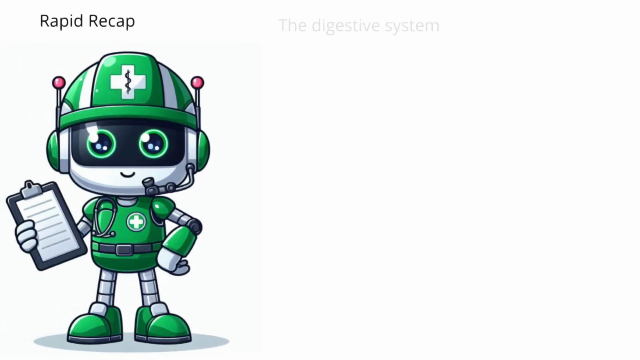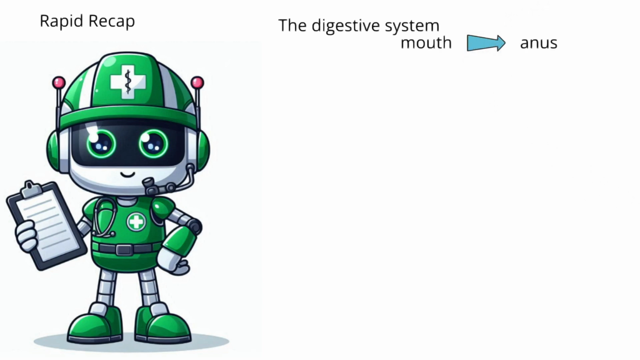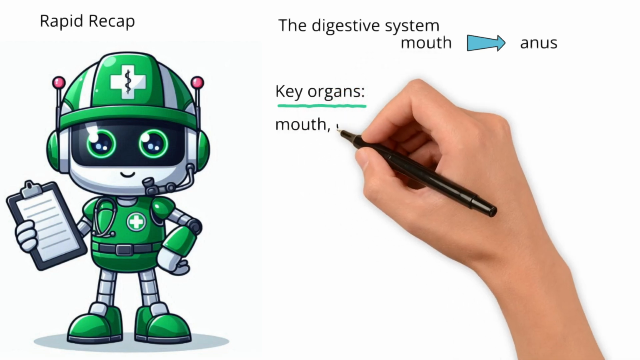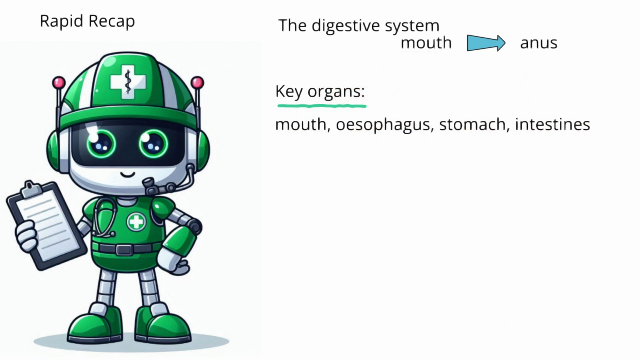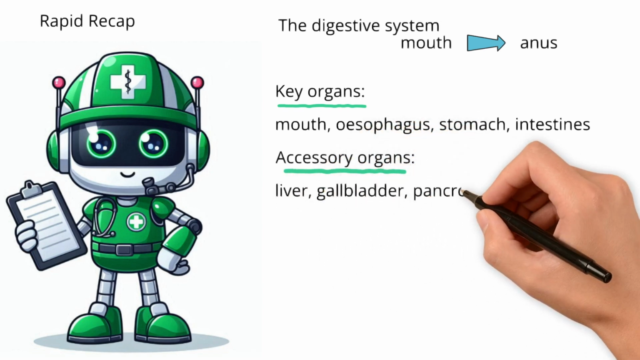Let's quickly recap the points covered in this short video. The digestive system runs from the mouth to the anus. Key organs of the digestive system include the mouth, the esophagus, the stomach, the intestines, and accessory organs which are the liver, the gallbladder, and the pancreas.